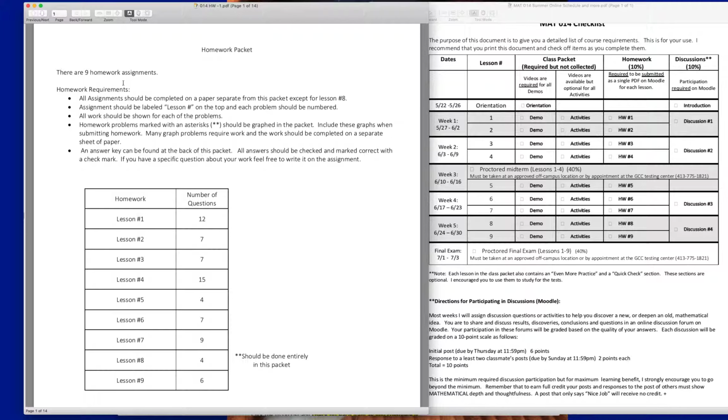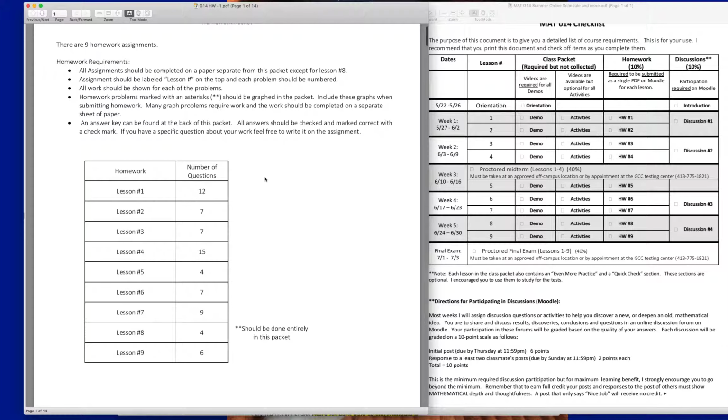There are 9 homework assignments. You can see them over here, the dates that they are due. All of the homework assignments should be completed on a separate piece of paper, or separate from this packet, I should say, except for lesson 8 can be done in the packet.